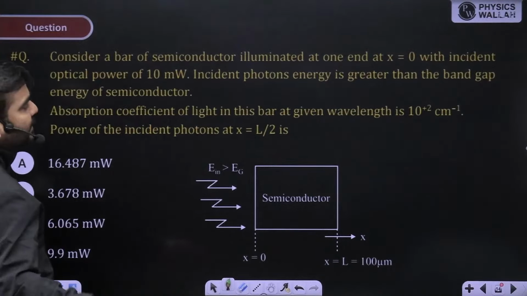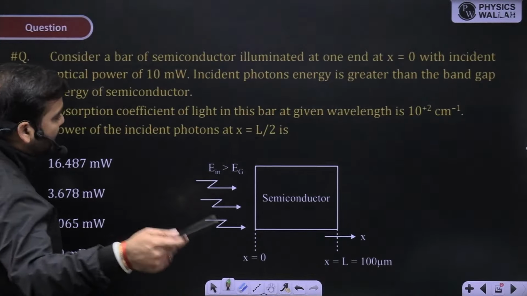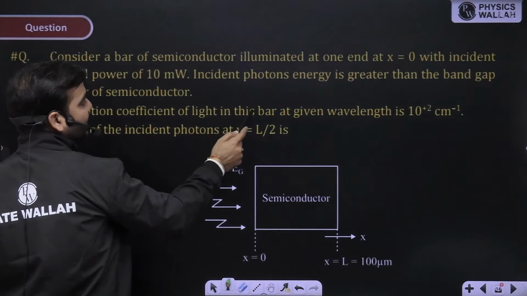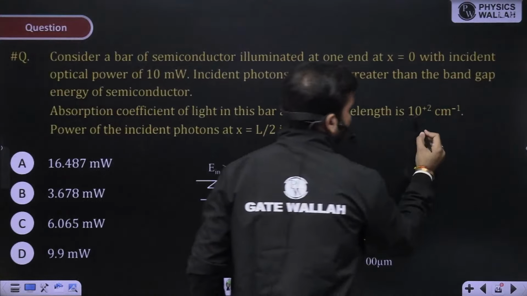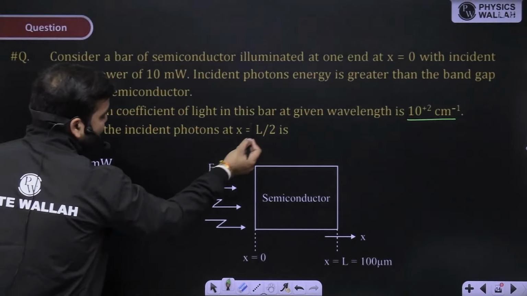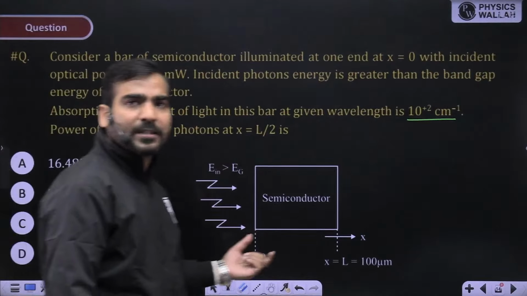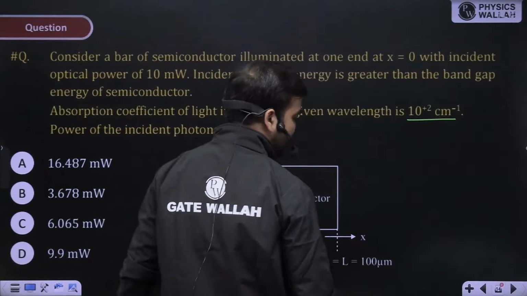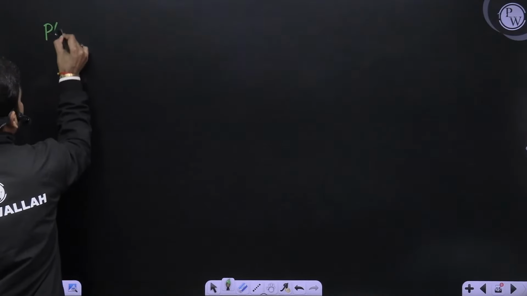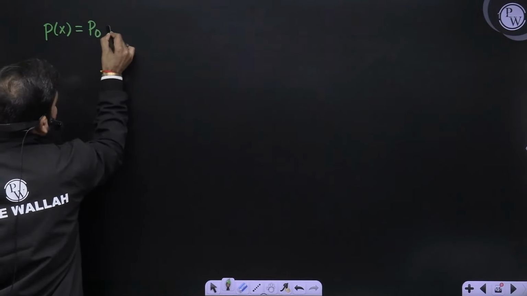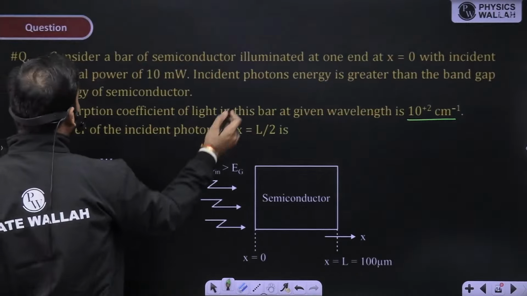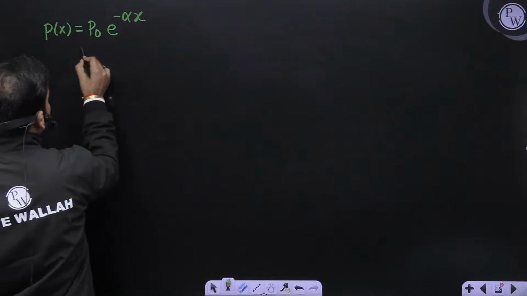What do you mean by that? That these photons are able to generate the electron hole pair and are getting absorbed inside the material. Absorption coefficient of light in this bar at the given wavelength is 10 to the power 2 centimeter inverse. Alpha is given. Power of the incident photon at x equals L by 2 is? Very simple question. The concept of this I have given yesterday as well, in the revision. So what is the power at any distance x? It is P naught into e to the power of minus alpha x, where alpha is the absorption coefficient. What is the power at x equals 0? 10 milliwatt. So P naught is given, 10 milliwatt.